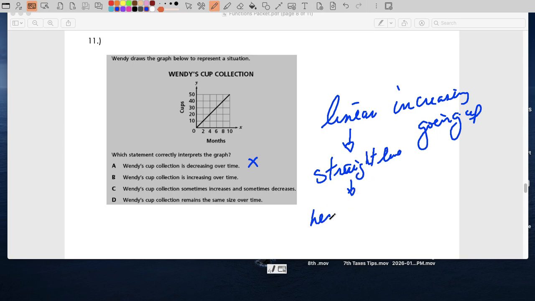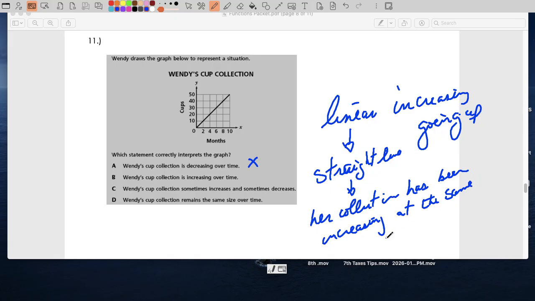That her collection has been increasing at the same rate, right? That's the same steady rate, right? So she collects 1 cup per week. It's always going to be at 1 cup per week. I'm making that up, but steady, at a steady rate. That's what linear means, a straight line, which means her collection has been increasing at the same rate. Wendy's cup collection is increasing over time.